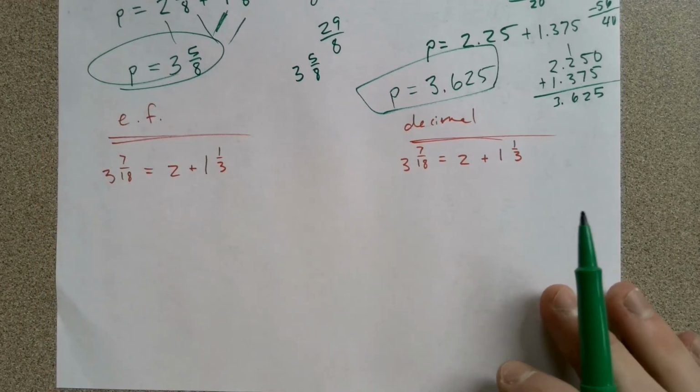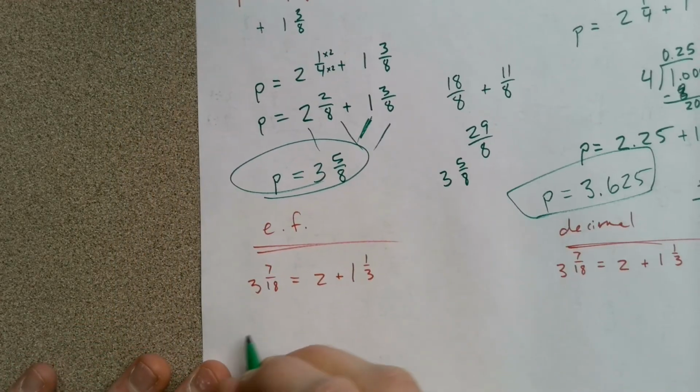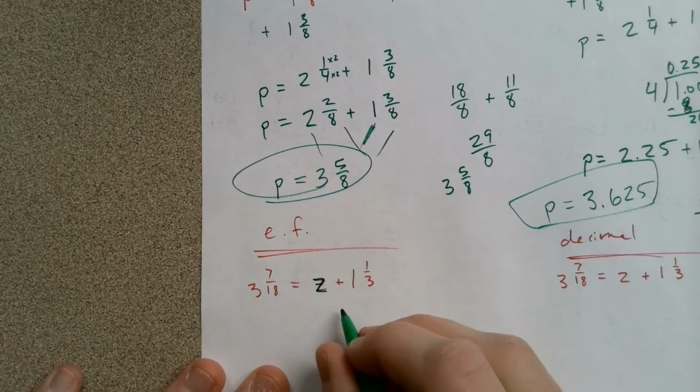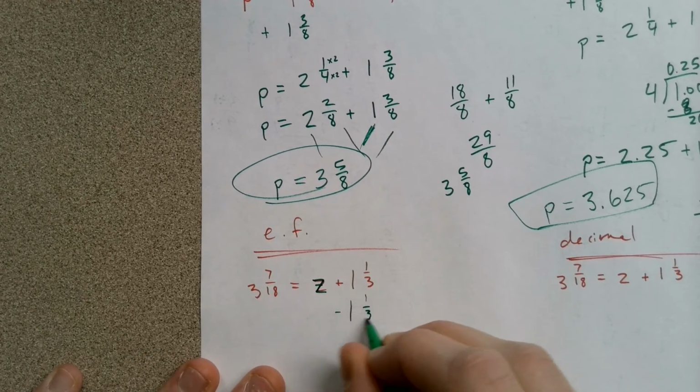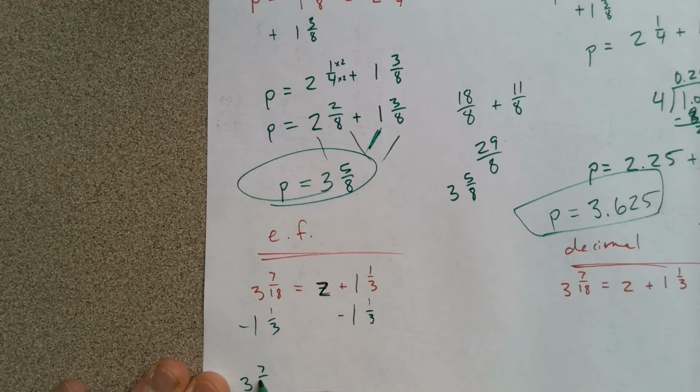All right, I got one more for you, and then I'll send you on your way. I'm going to do this first one with equivalent fractions. So my first step, this is a z. Put that over there, make it z. Get the variable by itself, so we're going to subtract from each side. Subtract 1 1/3. So now we have 3 7/18 minus 1 1/3.